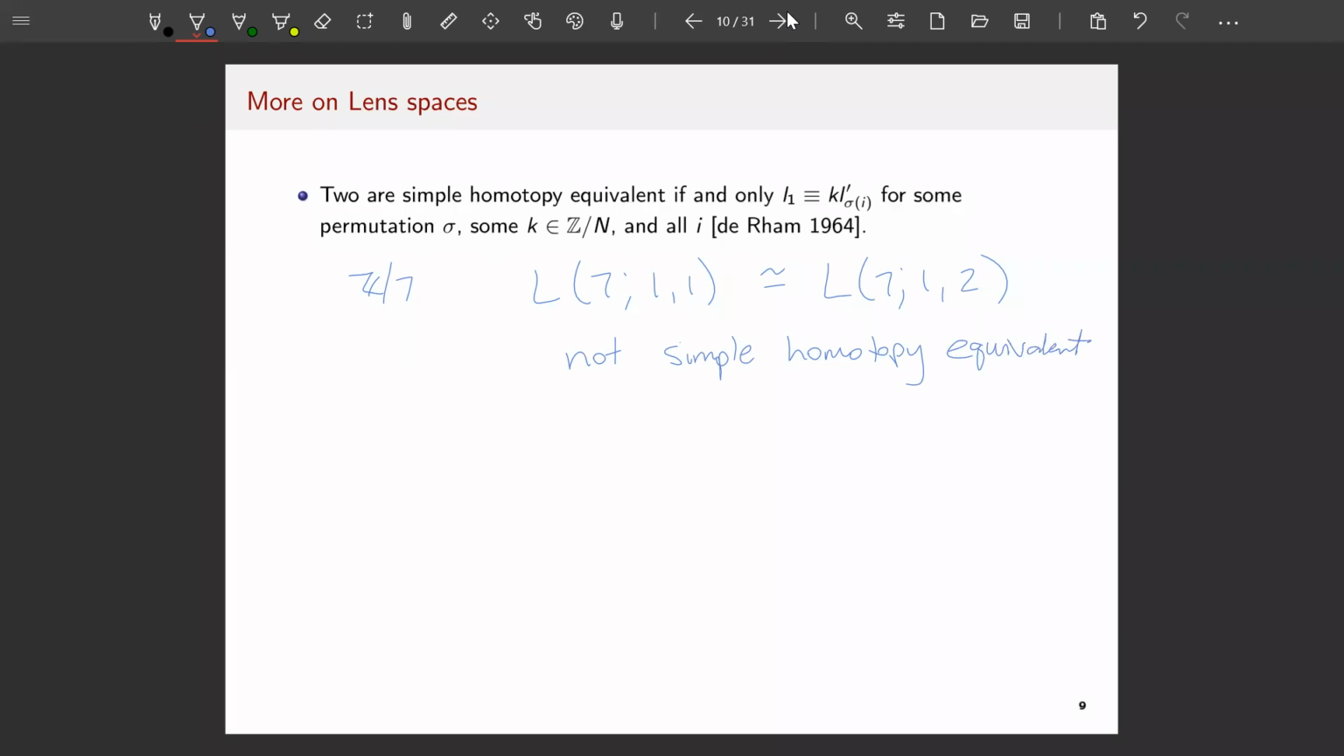It also turns out that this is the same story for homeomorphism. So the same condition holds. And this is due to Brody in 1960.